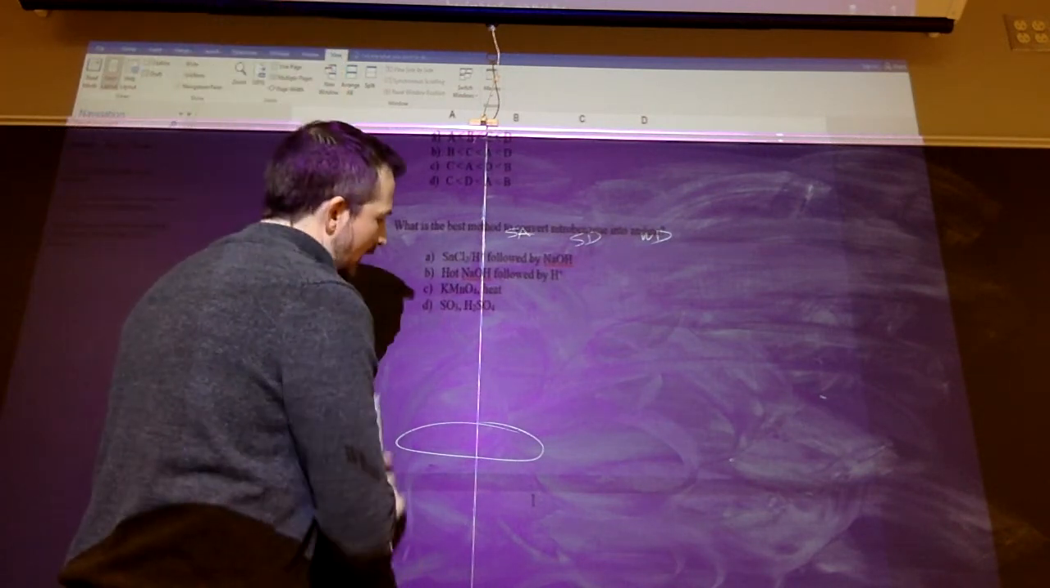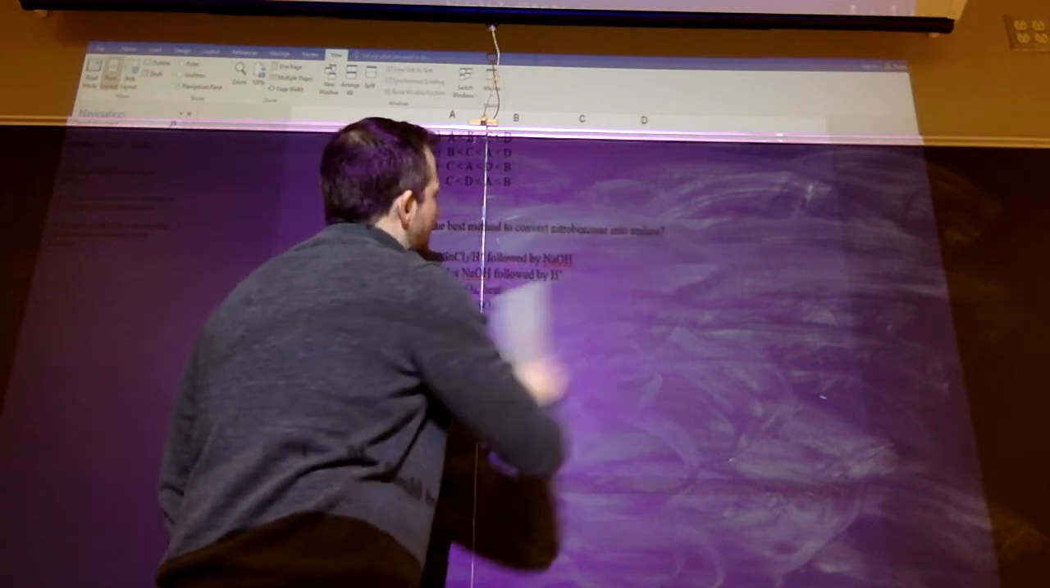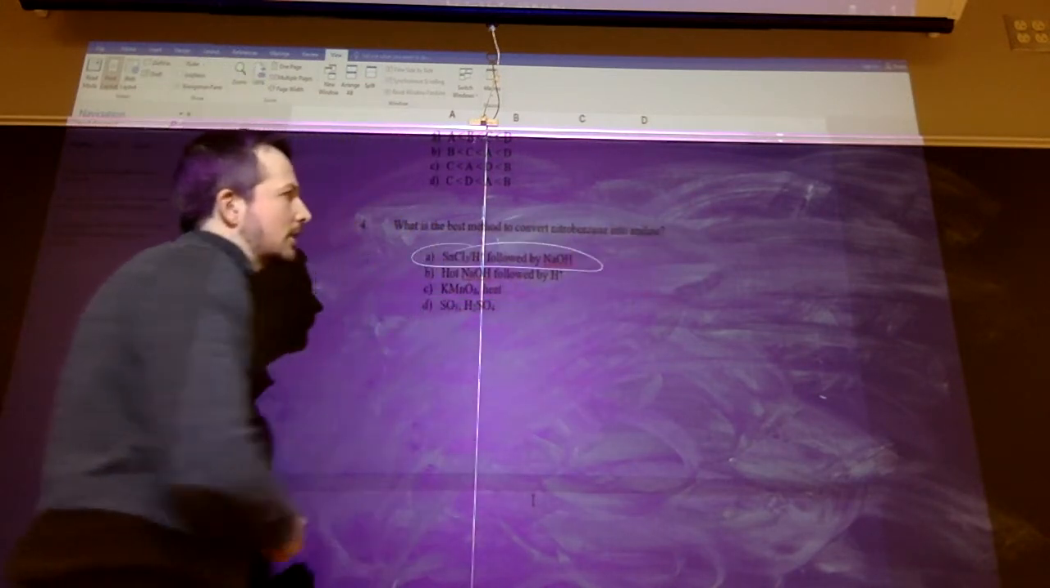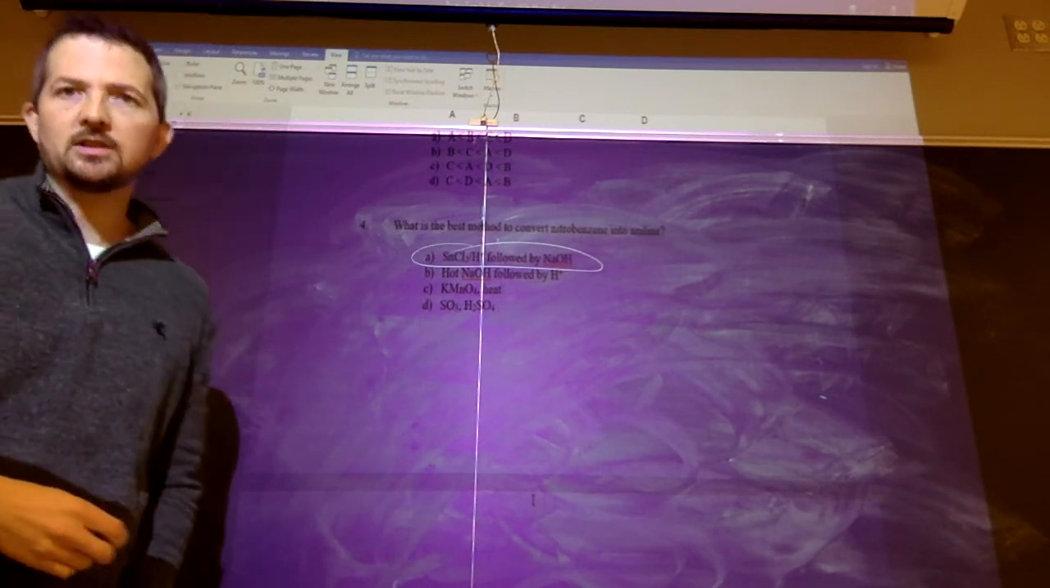Best method to convert nitrobenzene into aniline. That's tin chloride. You use it to convert your NO2 into your NH2.